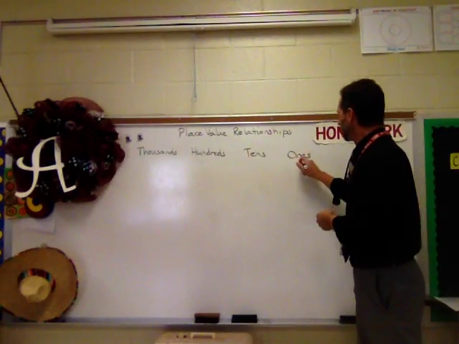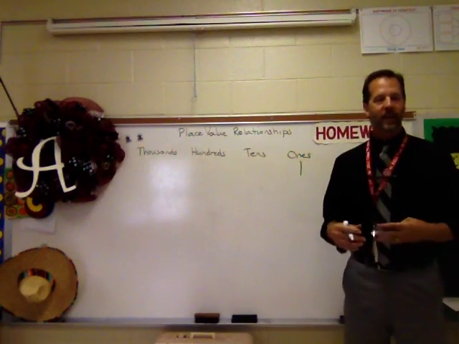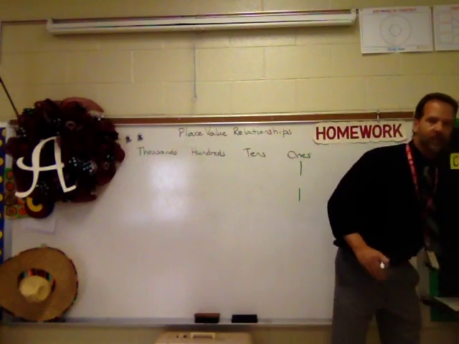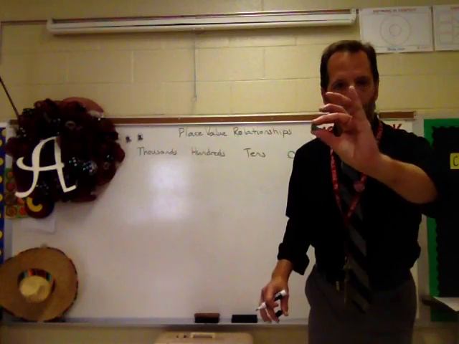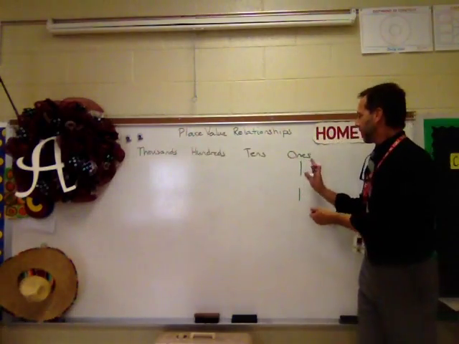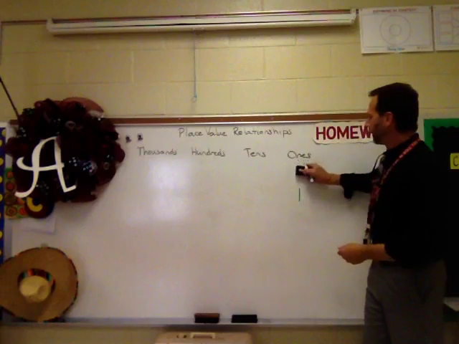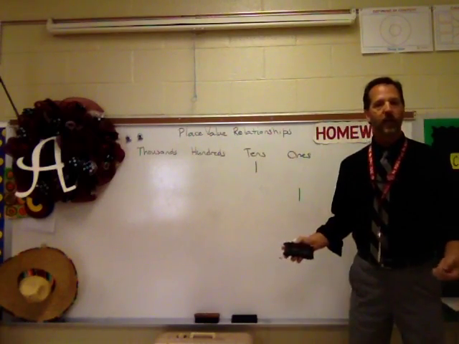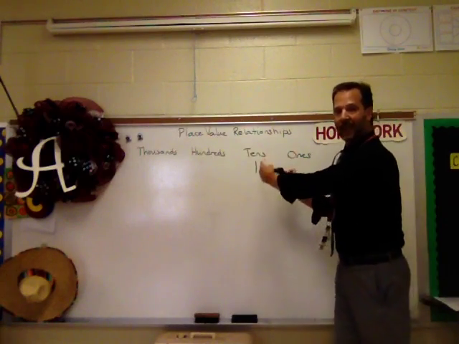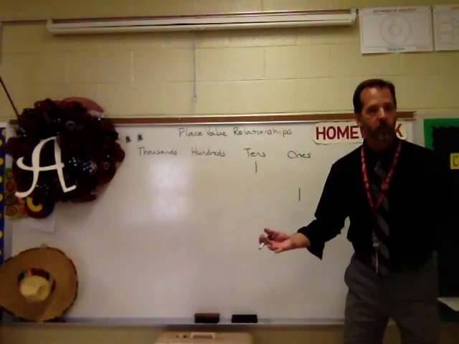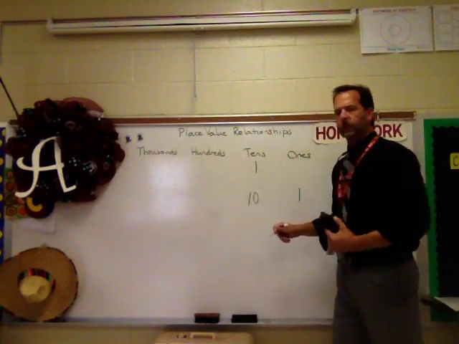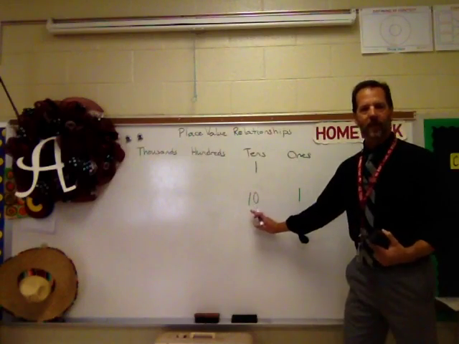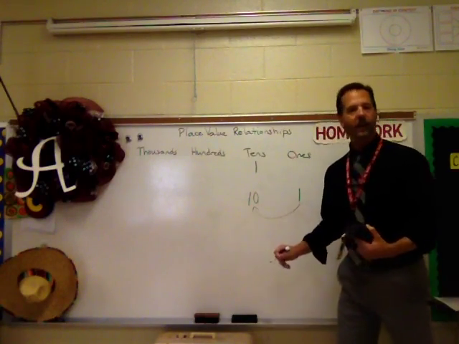If I put a 1 in the ones place, it has a value of 1. This tiny little square would be 1 in the ones place. If I take that 1 and I move it to the tens place, now the value changes. A 1 in the tens place has a value of 10. So what happened to the value from the ones to the tens? How did that value change?